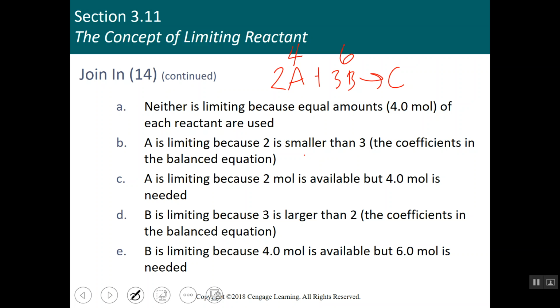No, not because 2 is smaller than 3. A is limiting because 2 moles is available but 4 moles is needed. That's not correct either. B is limiting because 3 is larger than 2. And that is correct because I would need 6 moles of B to react with 4 moles of A. I apologize. E is correct because B is limiting because 4 moles is available but 6 moles is needed. My apologies on that one.